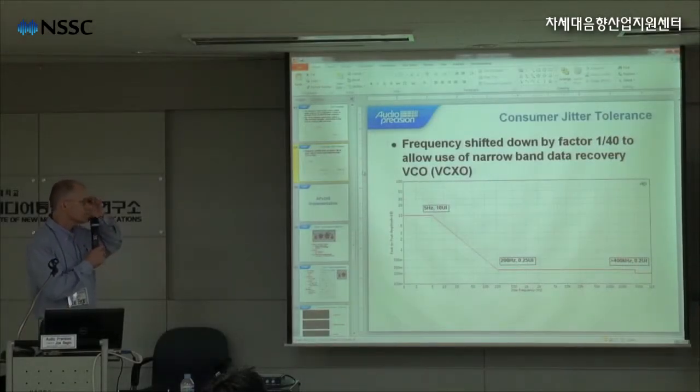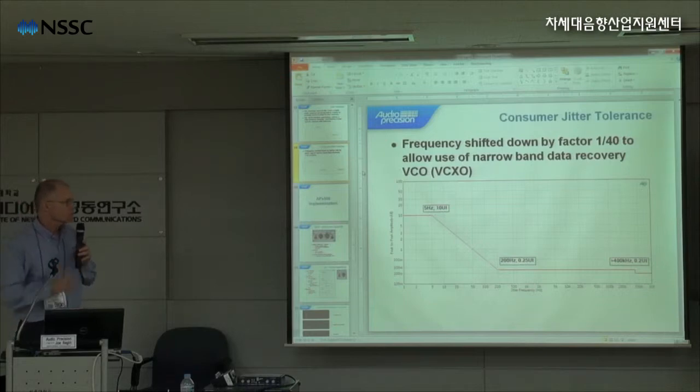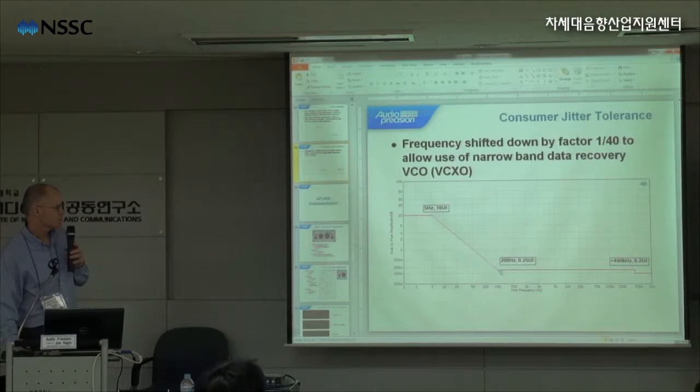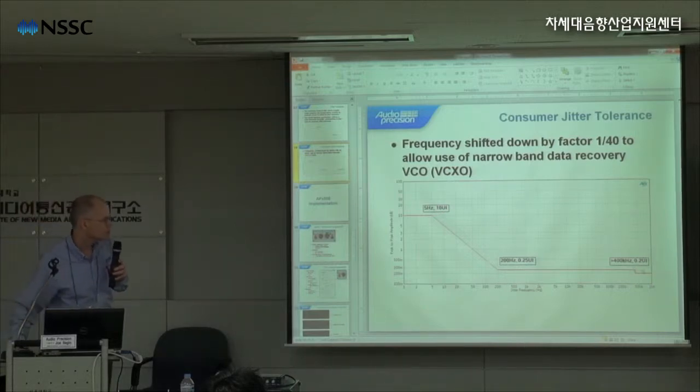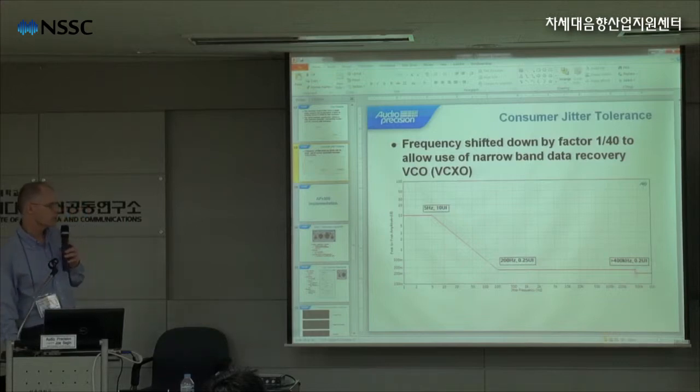There's a different jitter tolerance for consumer devices. Here the frequency is shifted down by a factor of 40 to allow the use of narrowband recovery, or VCO or VCXO. Here you can see it's 10 UI from 1 hertz to 5 hertz, slopes down to 0.25 UI at 200 hertz, and then it's flat out to about 400K, and it's down at 0.2 UI.